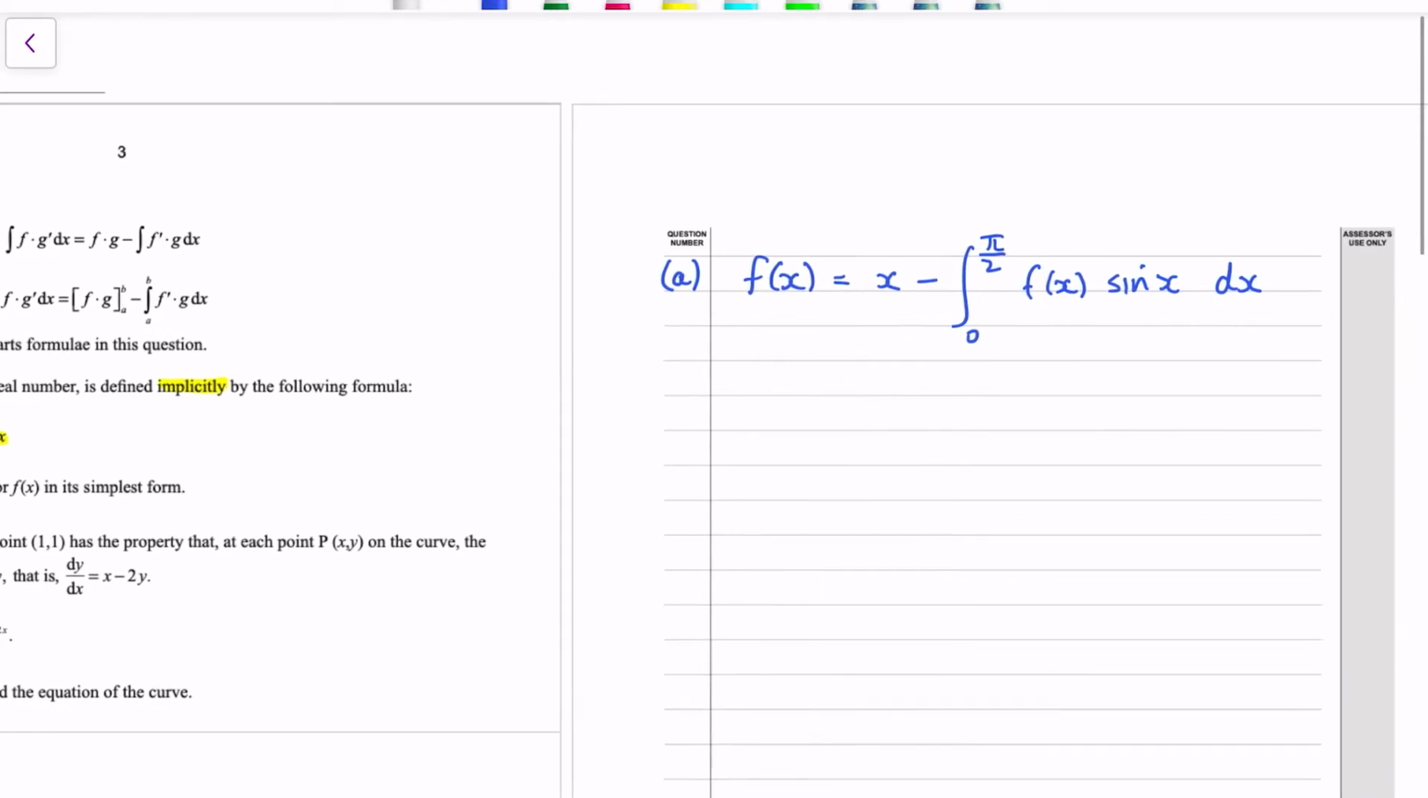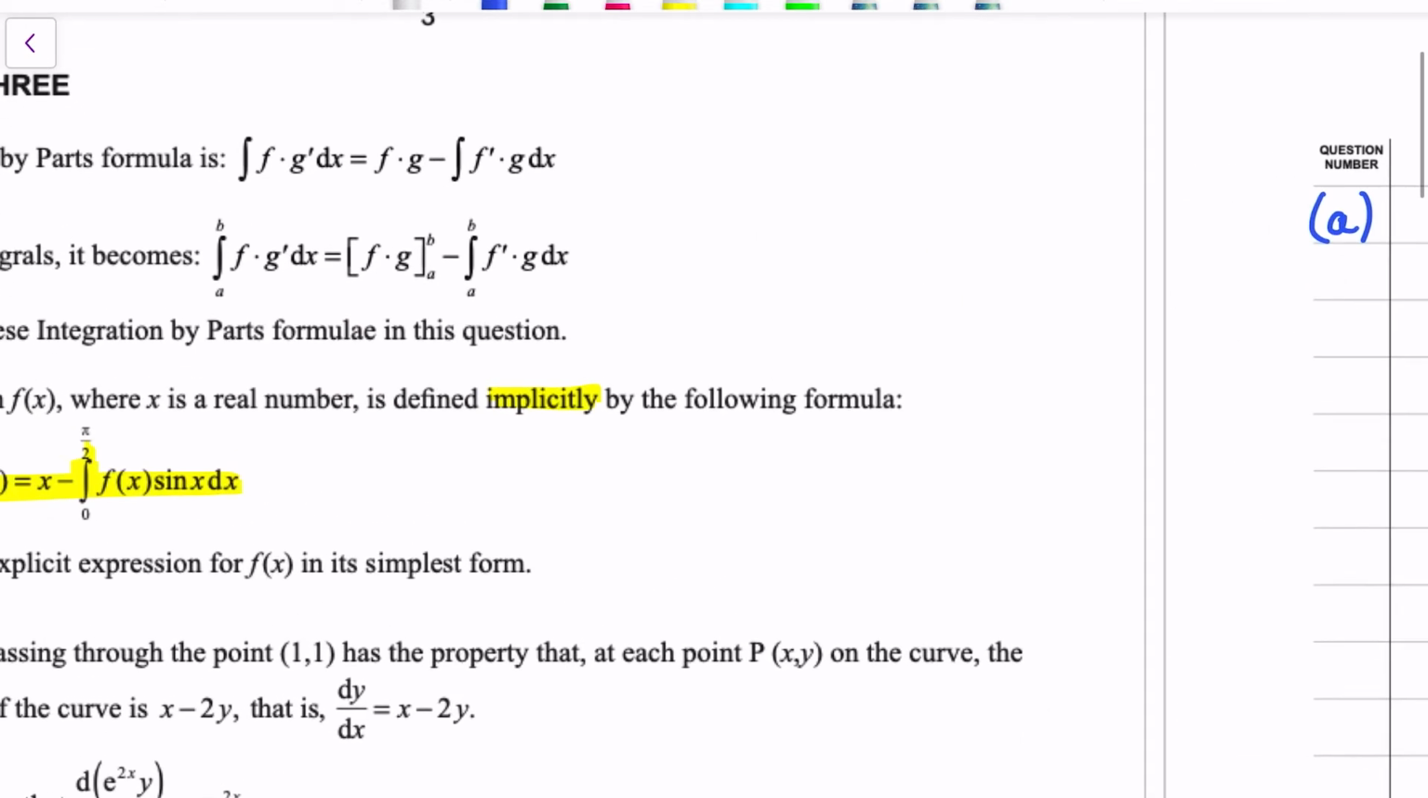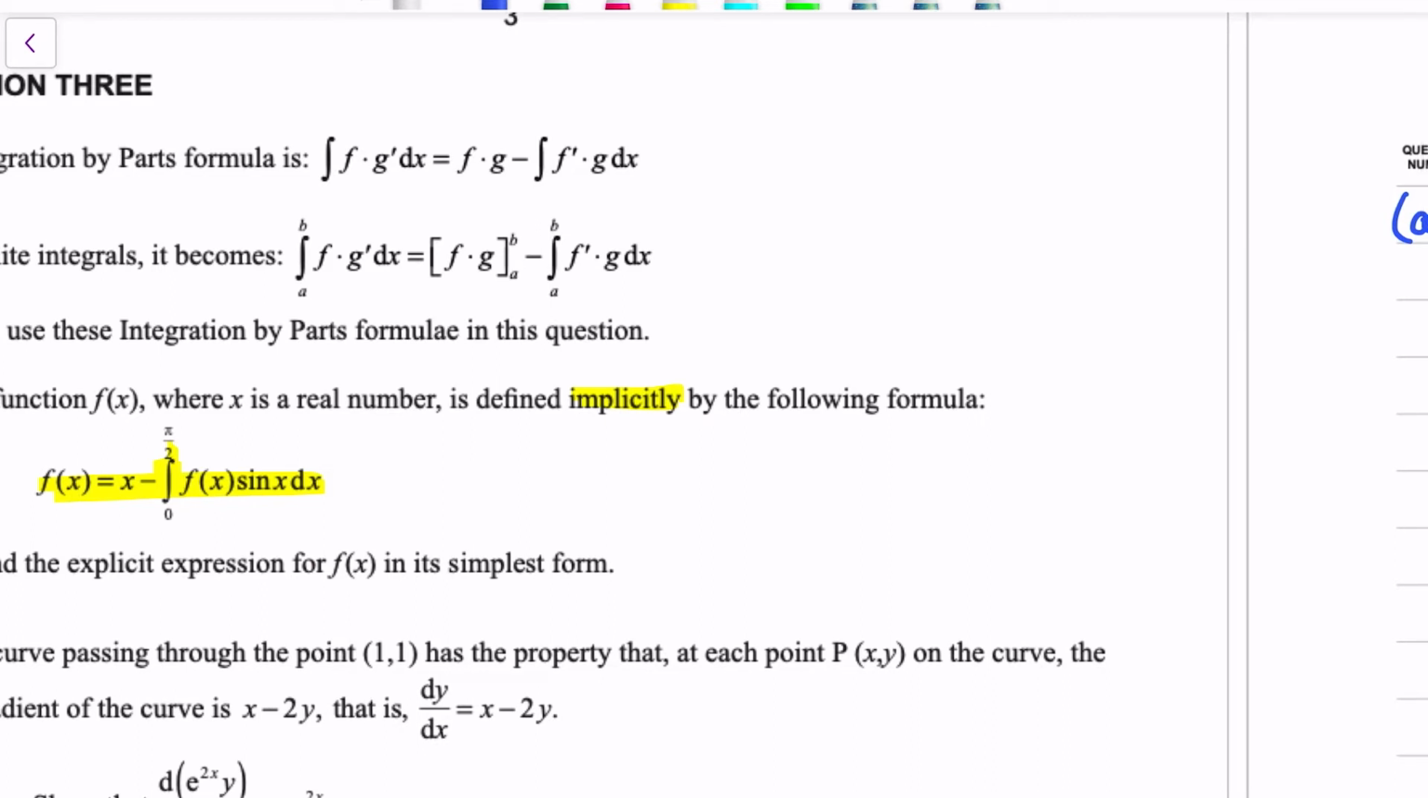It seems a little bit strange to find this integral of f of x times sine of x when we don't actually know what f of x is. And the integration by parts formula says if you've got an integral of a product, f times g dash, then to work it out we need to know what f is. Well, just leave it as f of x, but we need to know what f dash is. And if we don't know what the function is, how can we find its derivative?